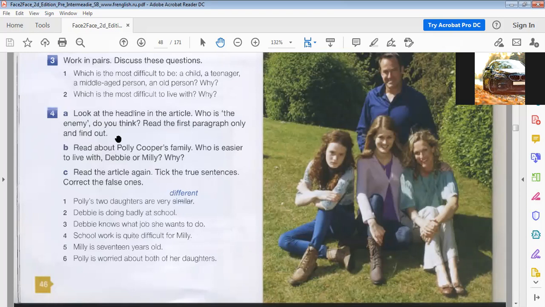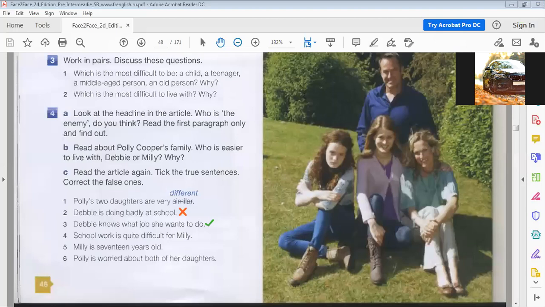False. That's right. But what's the correct answer? It's doing better. Correct. Debbie is doing better at school. Debbie is doing better than Millie. This is the right answer. Good, good. Okay, Debbie knows what job she wants to do. True. Yes, it's true. She knows what she wants. Correct.